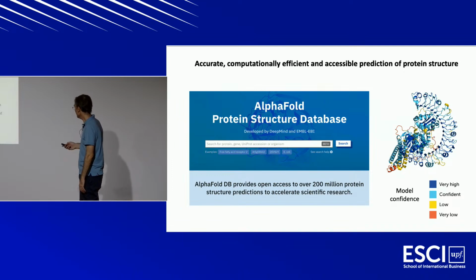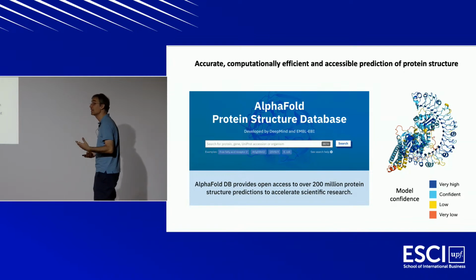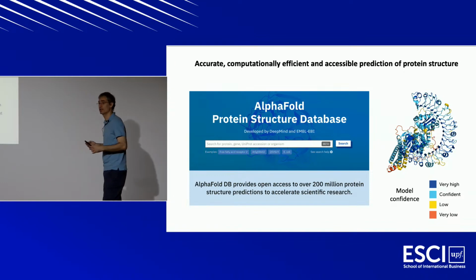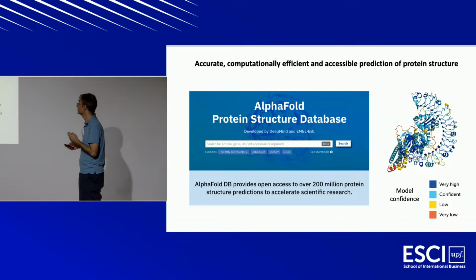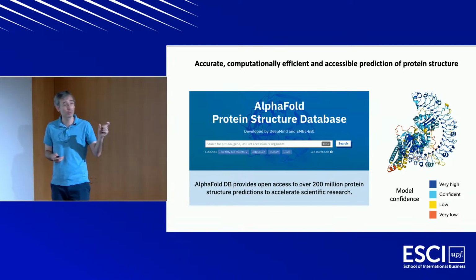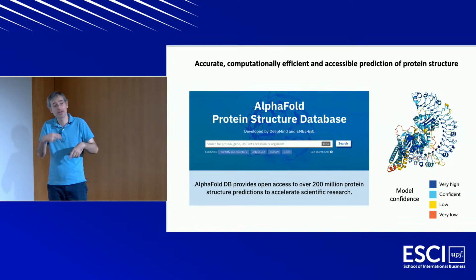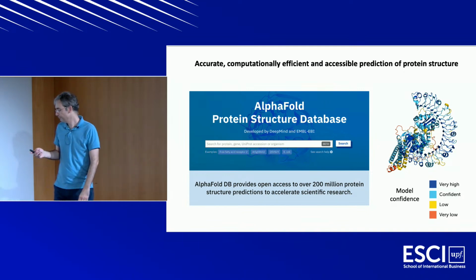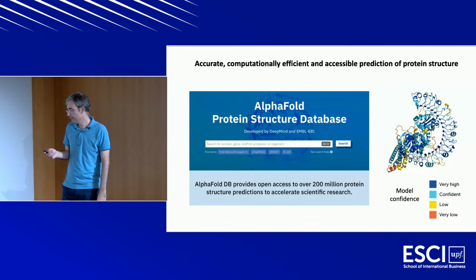But as I said, you have these confidence metrics that allow you to rigorously assess the reliability of the model. So AlphaFold is accurate, it's computationally efficient, and it's very accessible, as I said. Anyone can generate these predictions. And now there are servers in Google Colab where you don't even need to download it, so you can do it online and perform the prediction of any sequence. So it's now available for anyone.